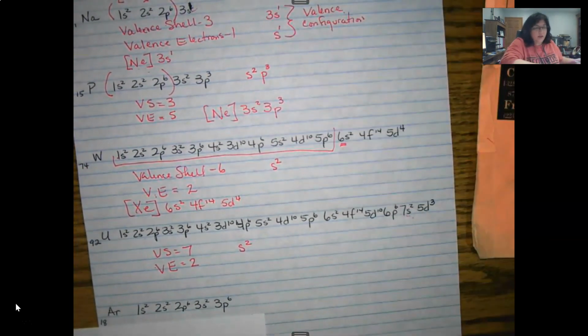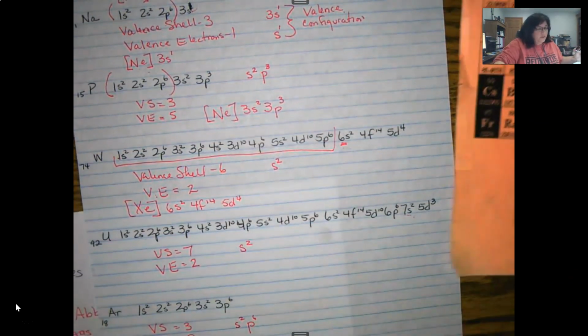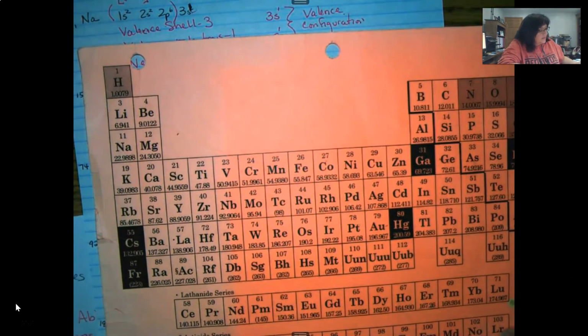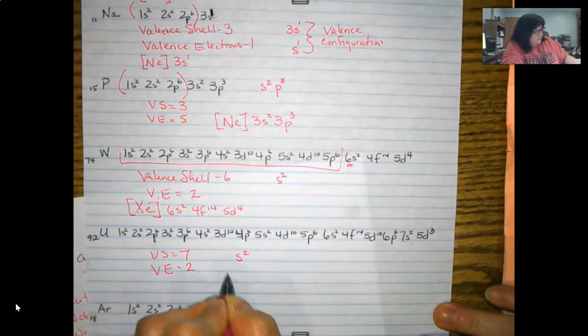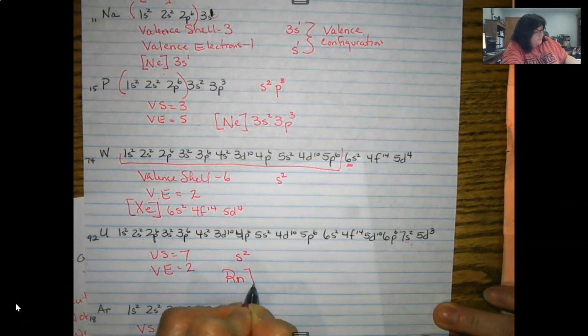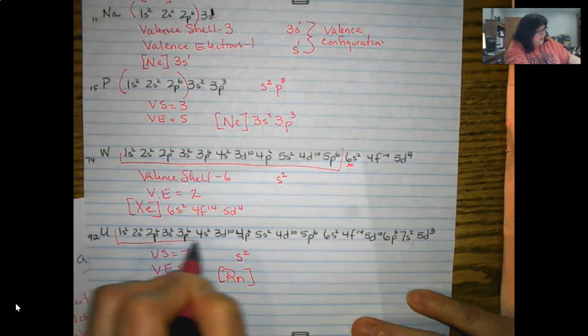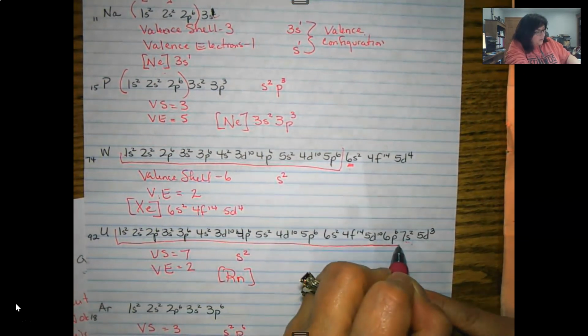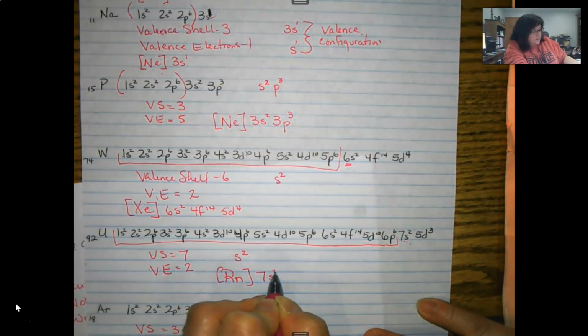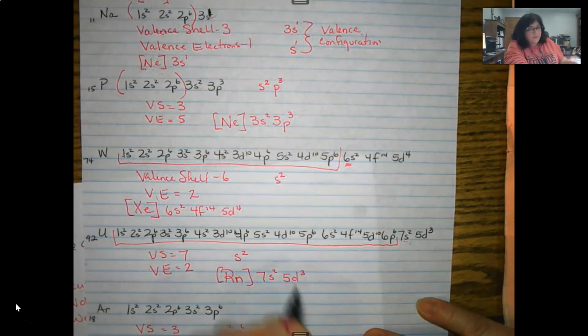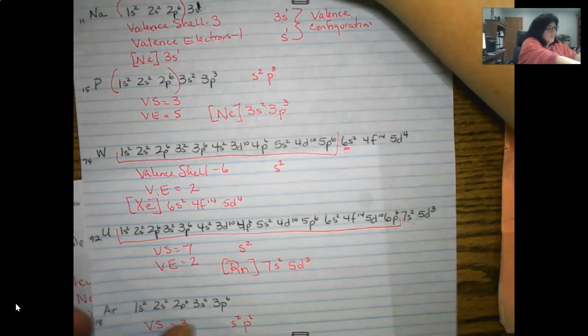Uranium, same thing. Okay, uranium is in the 7th row in the 5f area. So I'm going to go to Rn above. Put that in brackets. Rn takes care of everything up through and including 6p6. So what's left? 7s2, 5d3. Nice, huh?